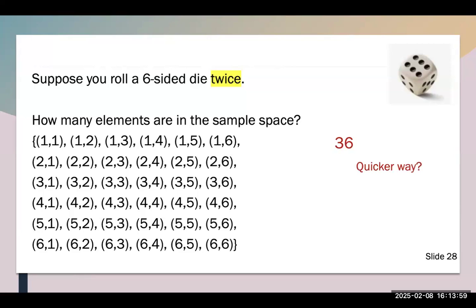Is there a quicker way to come up with how many elements are in the space? We may not want to list everything. Instead, we just want to know how many there are, and there is a quick way to do it. What you want to think about is there are 2 rolls, and each roll has 6 options. The first roll has 6 options. The second roll has 6 options. So we just multiply 6 with 6 and we get 36. And that's how many elements are in the sample space.